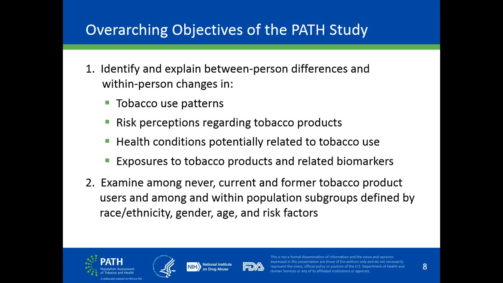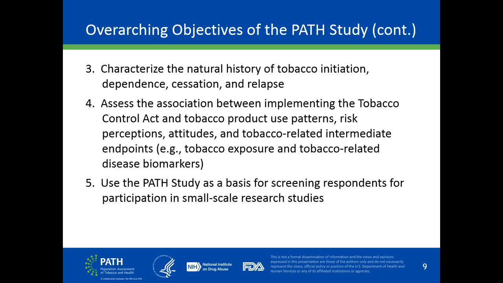There are some overarching objectives of the PATH study. Again, with the longitudinal design, we can look at between person, but also within person changes of things like tobacco use patterns, harm perceptions, health effects. We can look at these things not only overall, but by tobacco use status or other subgroups such as race, ethnicity, age, gender, physical or mental comorbidities, and so on. Lots of opportunity to look at subgroups within the data that are there.